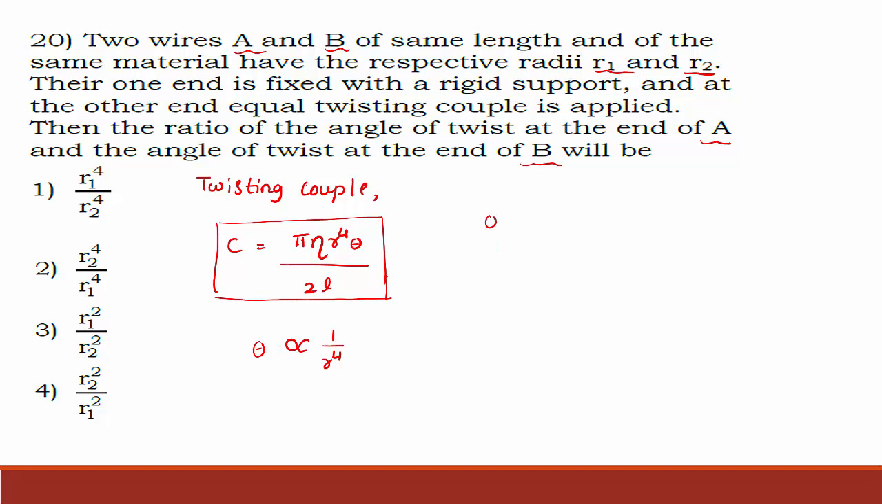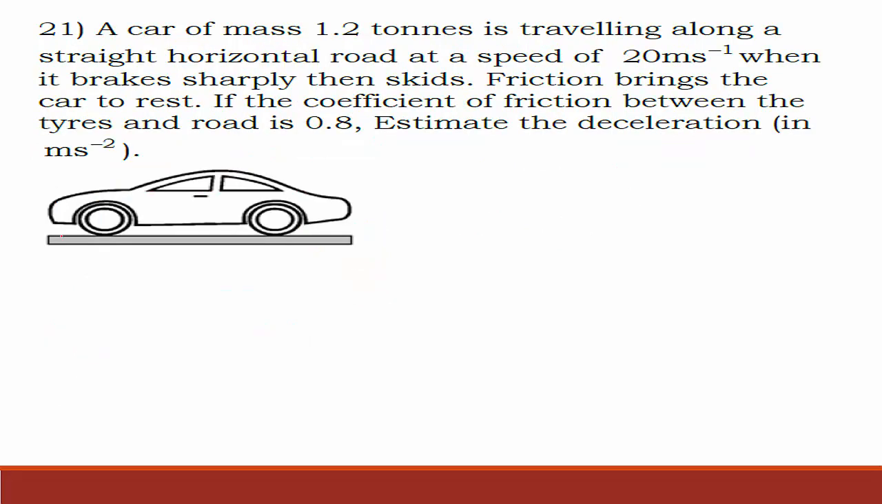So, we can write theta 1 divided by theta 2 for the two wires A and B. We can write (r2 divided by r1) whole raised to 4. So, the angle of twist for wires A and B is (r2 divided by r1) raised to 4. So, option 2 is right. Now, the last 5 questions are numerical type questions. So, here we can solve the 21st question.